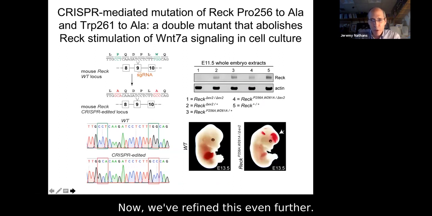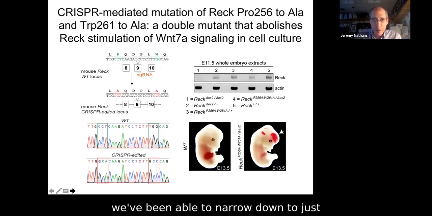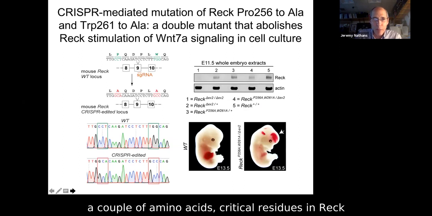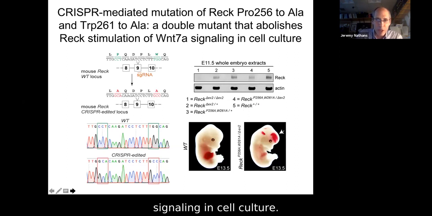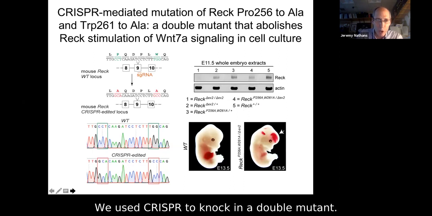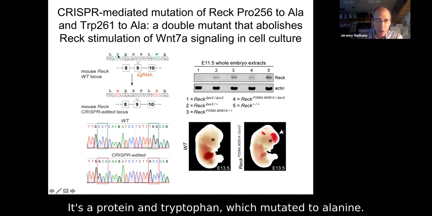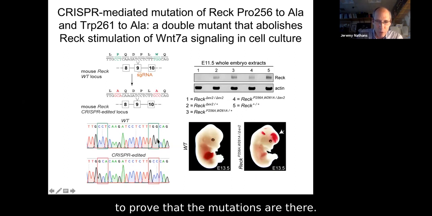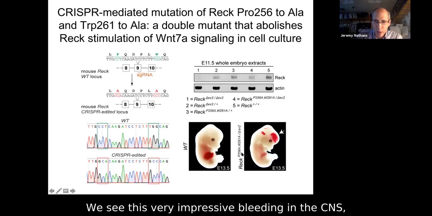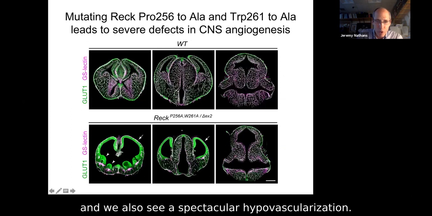Now we've refined this even further. I won't go into all the details, but it turns out we've been able to narrow down to just a couple of amino acids, critical residues in REC in this N-terminal domain that are essential for WNT7A signaling in cell culture. And when we use CRISPR to knock in a double mutant, it's a proline and tryptophan, which each get mutated to alanine. And this is just the genomic PCR and sequencing to prove that the mutations are there. We see this very impressive bleeding in the CNS. And we also see a spectacular hypovascularization.